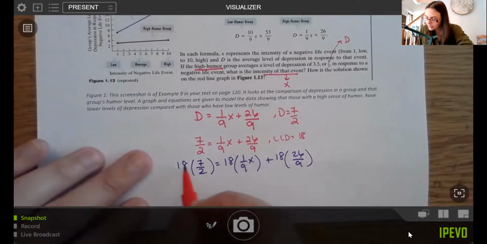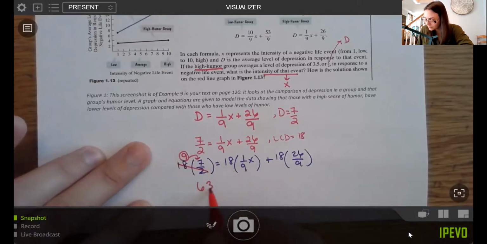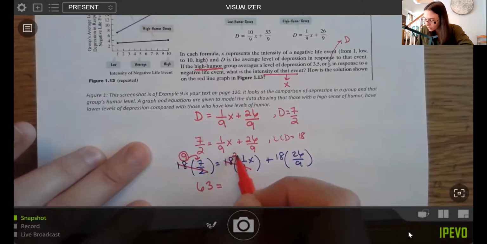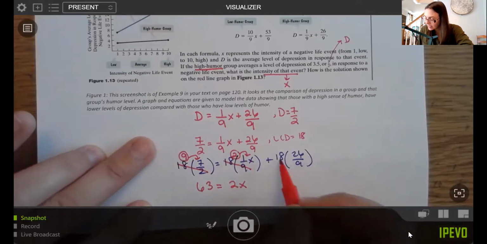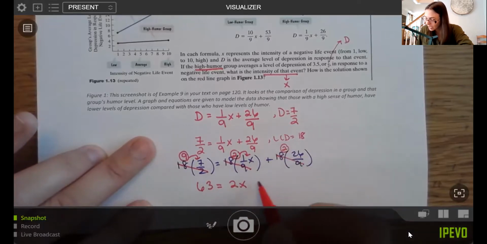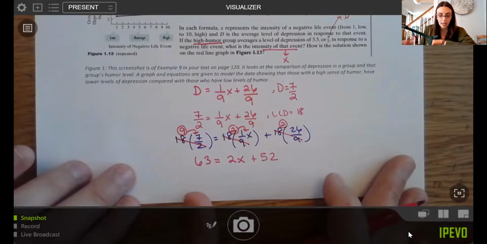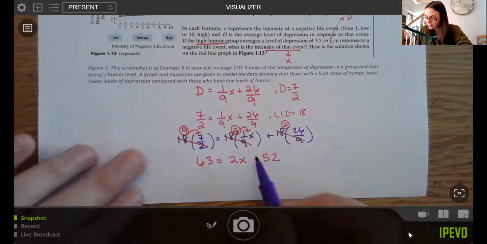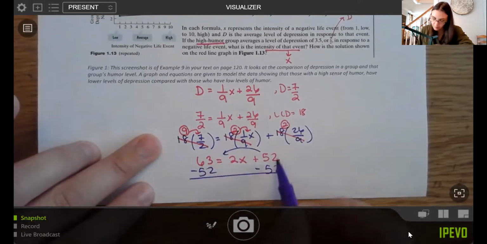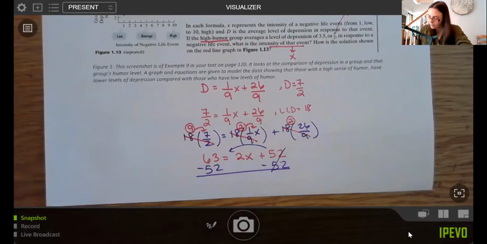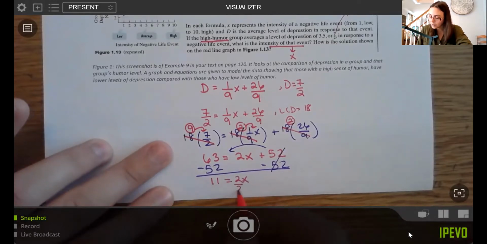Now, as I cancel, 18 over 2 is 9. So I'm looking at 9 times 7, which is 63. 18 over 9 is just 2. 2 times 1x is just 2x. Don't forget the x there. And 18 divided by 9 again is 2, and 2 times 26 is going to be 52. I'm going to keep solving. I'm going to bring that 52 to the other side. And let's see, I have 11 equals 2x. And then finally, I'm going to divide both sides by 2.